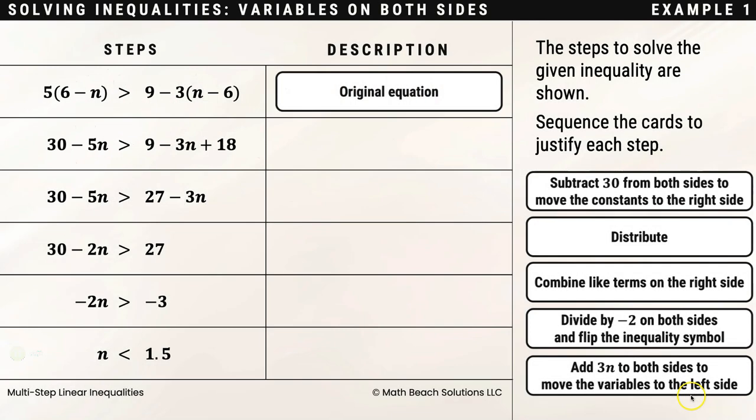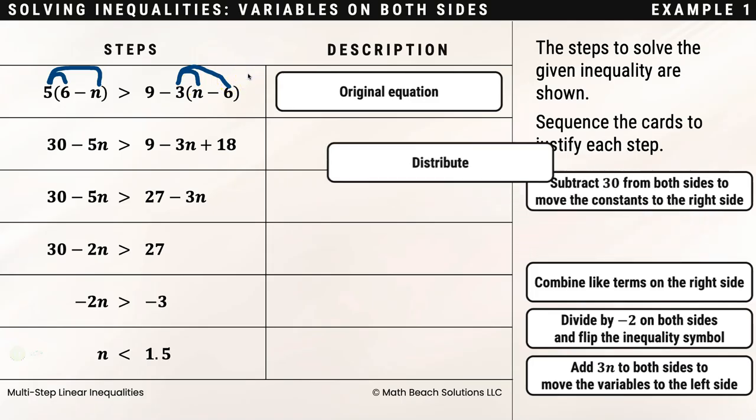In this example, we will solve a one-variable, multi-step linear inequality. Here we have our original equation, and we can see that on both sides of the inequality symbol, we need to distribute. We'll start by distributing the 5 into the first set of parentheses, and then independently, on the other side of the inequality symbol, we'll distribute the -3 to the second set of parentheses.